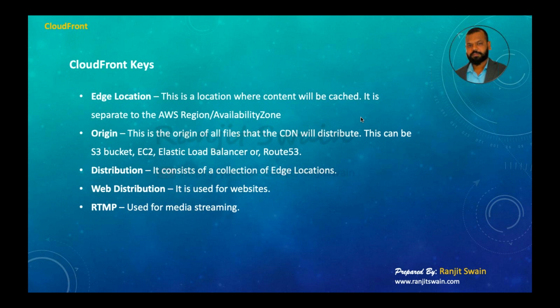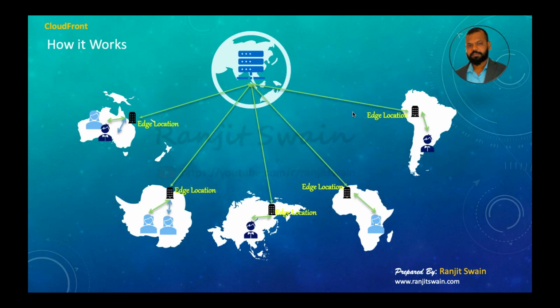Then what is the origin? The origin is the source of all files that the CDN will distribute. This can be an S3 bucket, EC2, an Elastic Load Balancer, or Route 53. So in our diagram, you can see which one will be the origin. The first server where we are connecting is the origin. You can see my cursor, right?